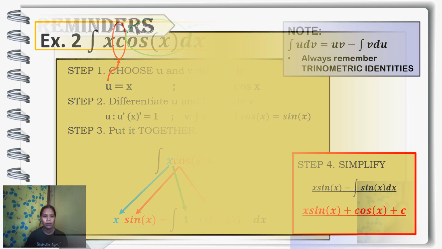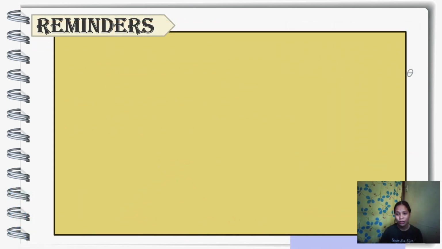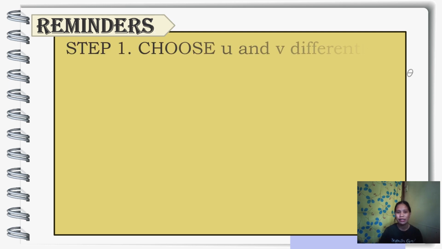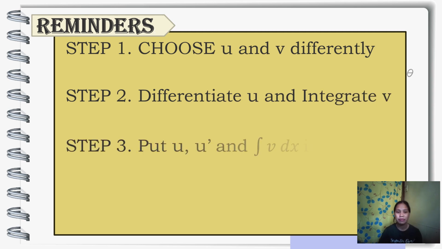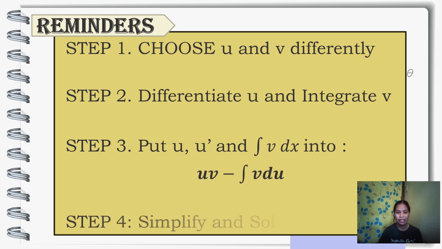So that's all for today. Reminders, our steps. Step 1, choose u and v differently. Step 2, differentiate u and integrate v. Step 3, put u prime and the integral of v dx into the uv minus the integral of v du. And step 4, simplify and solve.